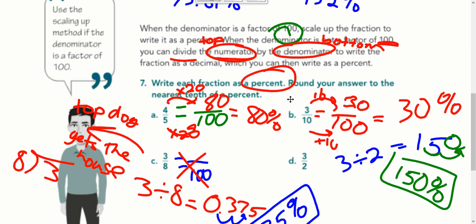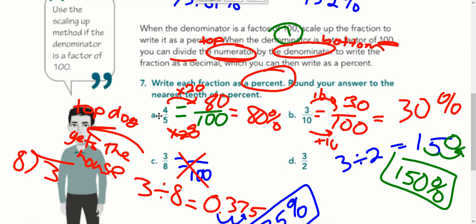All right, this video is a continuation on the previous video, which talks about percents, fractions, and decimals. Today we're going to focus more on fractions to percents and kind of putting it all together. So on page 114 at the bottom, there's this really helpful paragraph that said when the denominator is a factor of 100, scale up the fraction to write it as a percent.